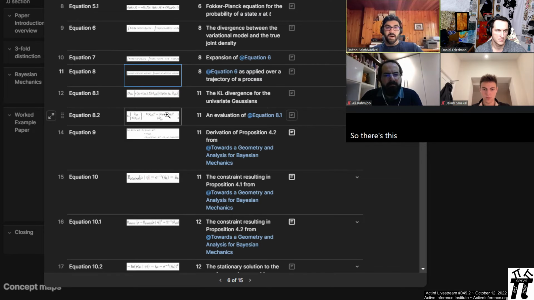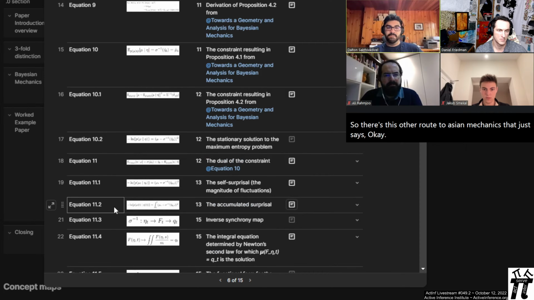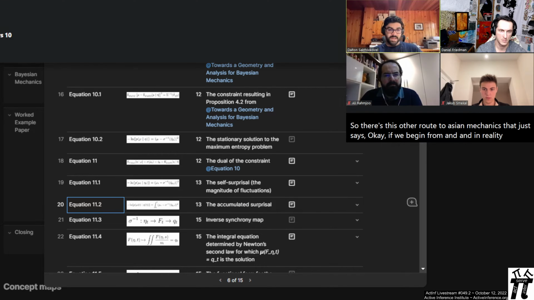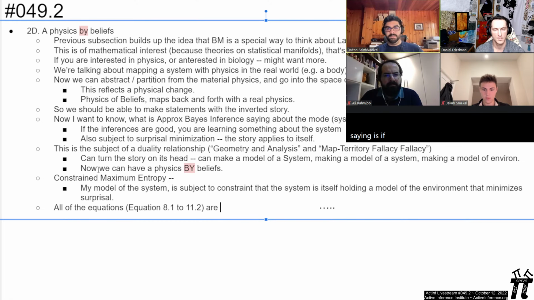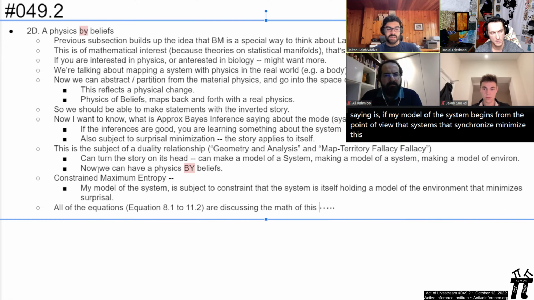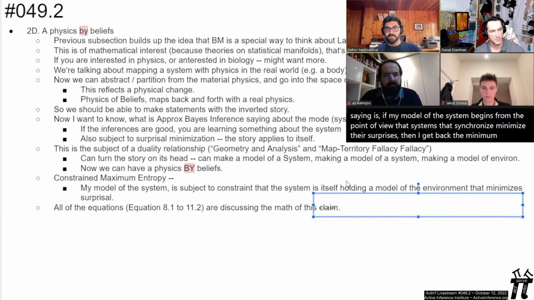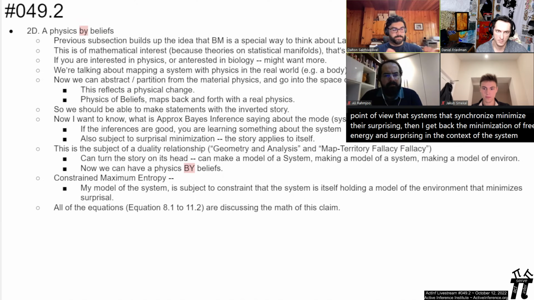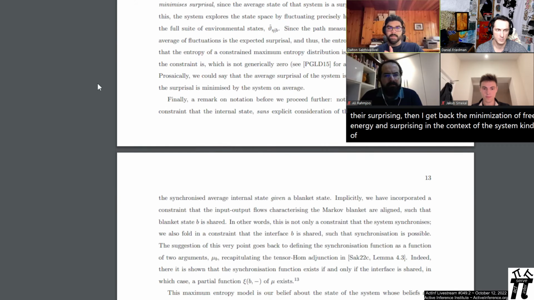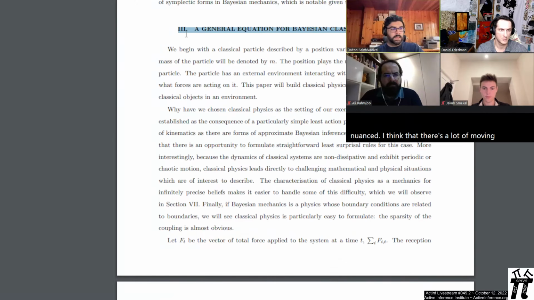So there's this other route to Bayesian mechanics that just says, okay, if we begin from this. And in reality, the point I try to make is that it's not actually a different route to Bayesian mechanics. Because all this is saying is, if my model of the system begins from the point of view that systems that synchronize minimize their surprisal, then I get back the minimization of free energy and surprisal in the context of the system. So it's kind of nuanced, I think. There are a lot of moving pieces, but ultimately that's all that we mean when we say physics by beliefs.